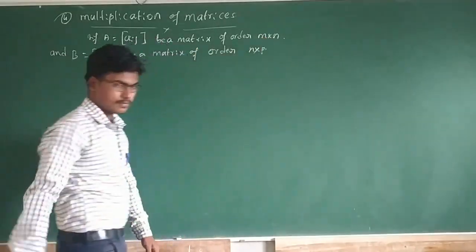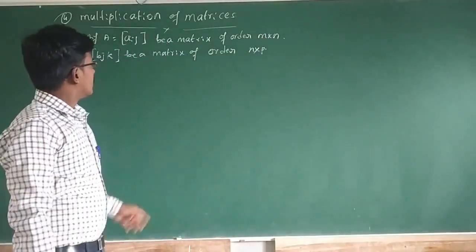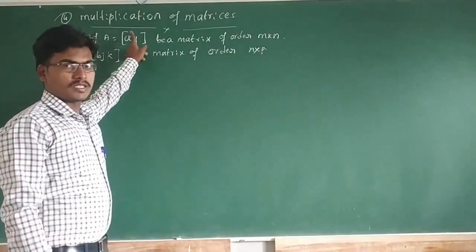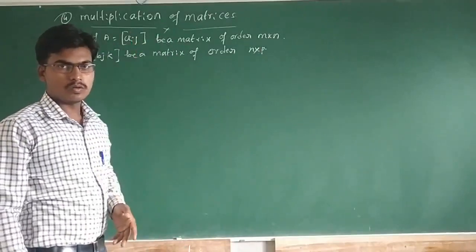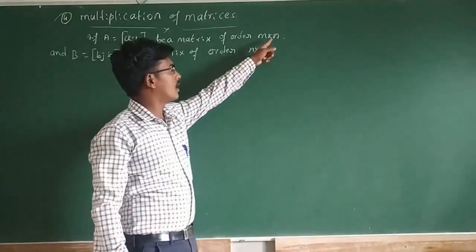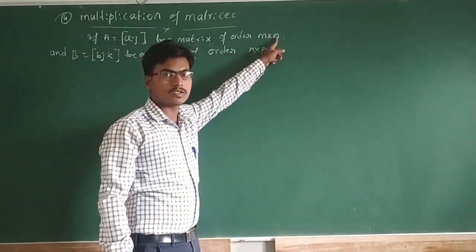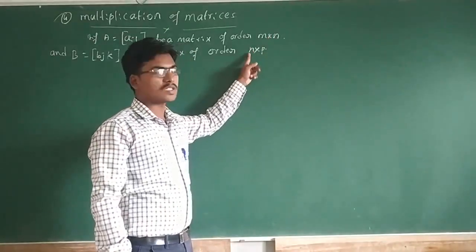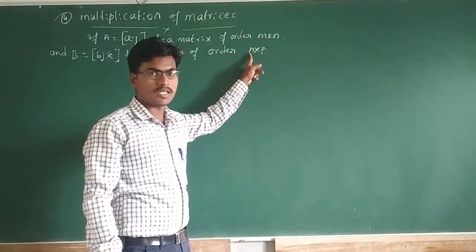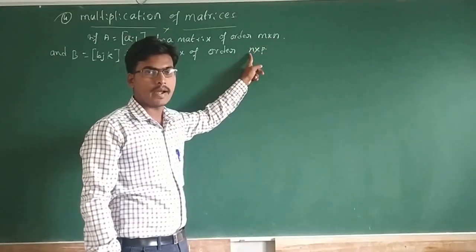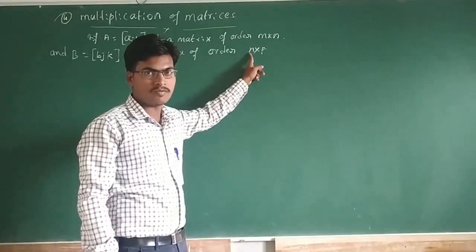of order n by p. Here, to multiply two matrices, first we have to know that the number of columns of the first matrix is equal to the number of rows of the next matrix. Then only multiplication of two matrices is possible or defined.